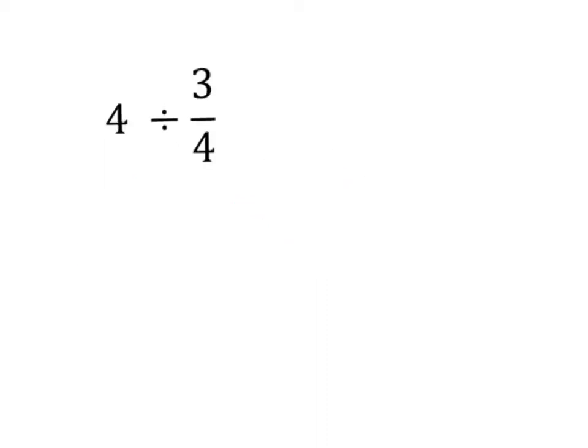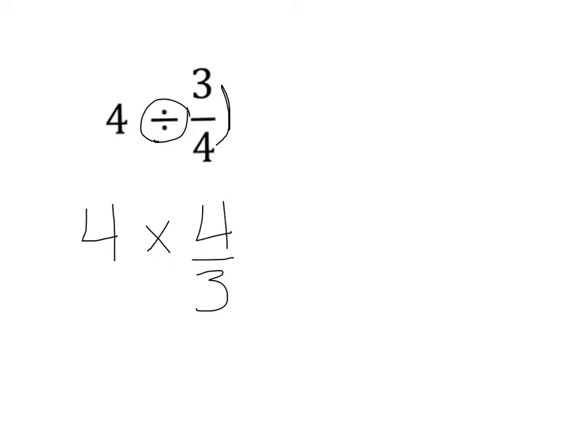Once again, we have 4 divided by 3/4. This is problem F on page 307. So, once again, we're going to leave the 4. We're going to change the division sign into multiplication, and then we're going to use the reciprocal of 3/4. The reciprocal would be 4/3. Remember, it's just this fraction flipped.